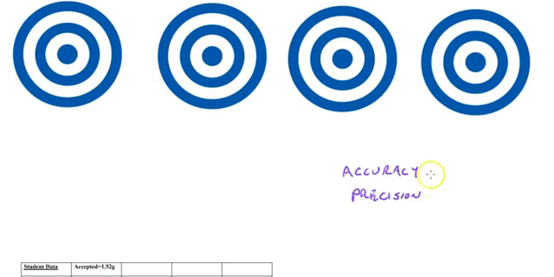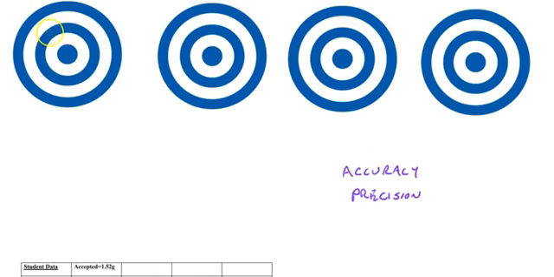And of course, what we're looking for is both. We want our measurements to be precise. We want an instrument, primarily, like a balance or something like that, to give us the same number over and over again. And of course, we want it to be accurate. I just want to give you a couple different analogies. One of them is like a dartboard, a target.